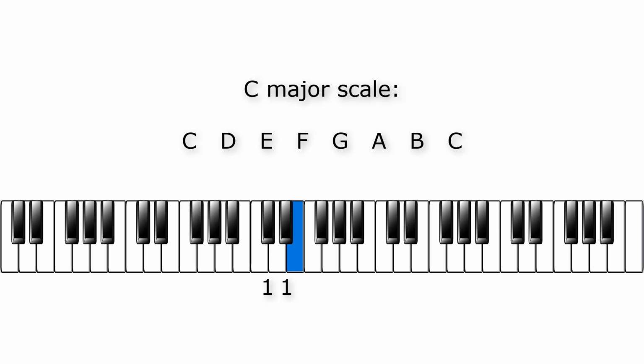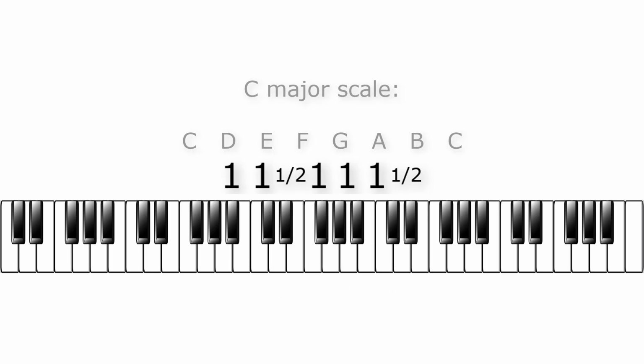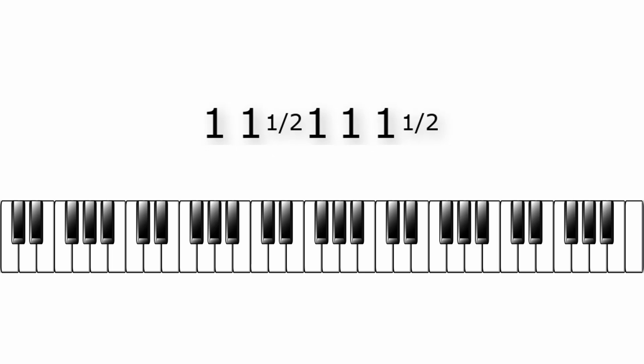Between the third and the fourth note, it's only a half tone. Between the fourth and the fifth, a whole tone. Between the fifth and the sixth, again a whole tone. Between the sixth and the seventh note, again a whole tone. And between the seventh and the last note, a half tone. Now, this series of intervals, 1, 1, a half, 1, 1, 1, a half, I call the major scale formula, or simply the major formula.